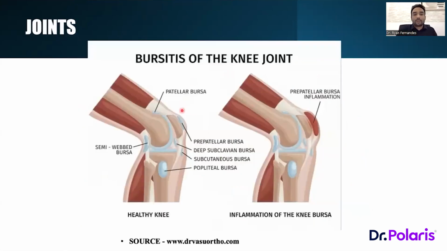So again, to see these bursae are also important. Just to tell you the importance of bursa, this is the articular space. The bursa here is known as the prepatellar bursa, the bursa in front of the patella. Then there is one more bursa here lower down. All these bursae help to avoid friction.